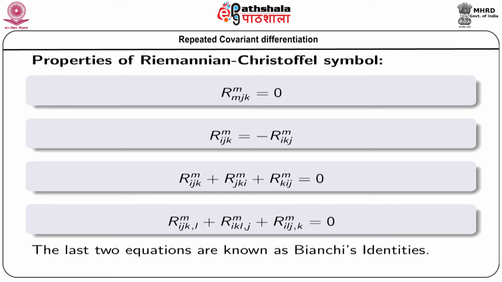Also, R^m_{ijk} plus R^m_{jki} plus R^m_{kij} equals 0. This is called Bianchi's first identity, and also R^m_{ijk,l} plus R^m_{ikl,j} plus R^m_{ilj,k} is also equal to 0. This is called Bianchi's second identity. So, the last two equations are known as Bianchi's identities.